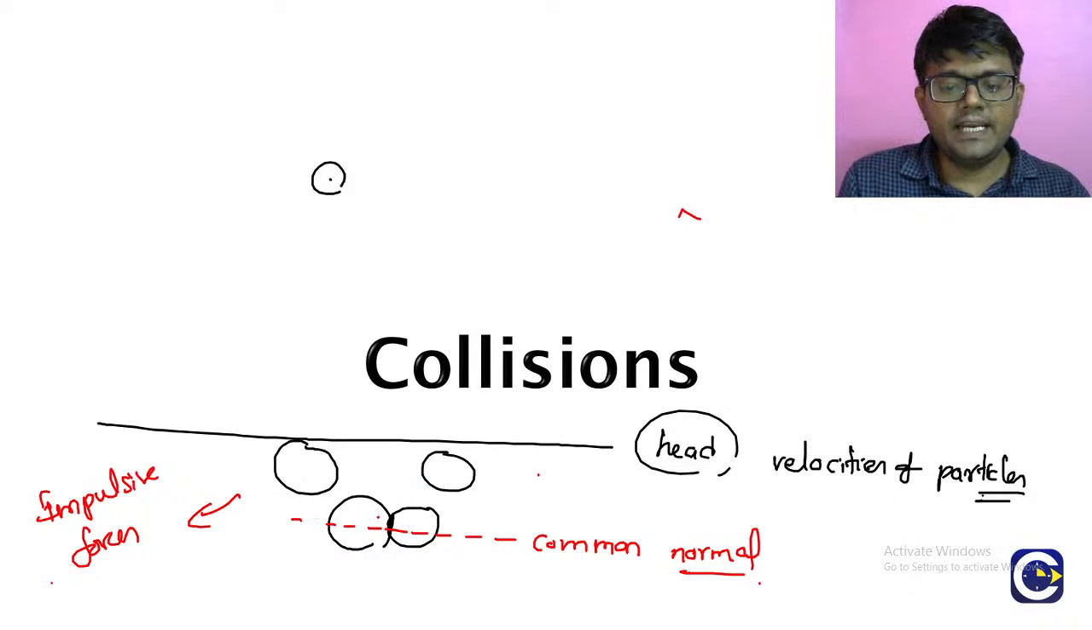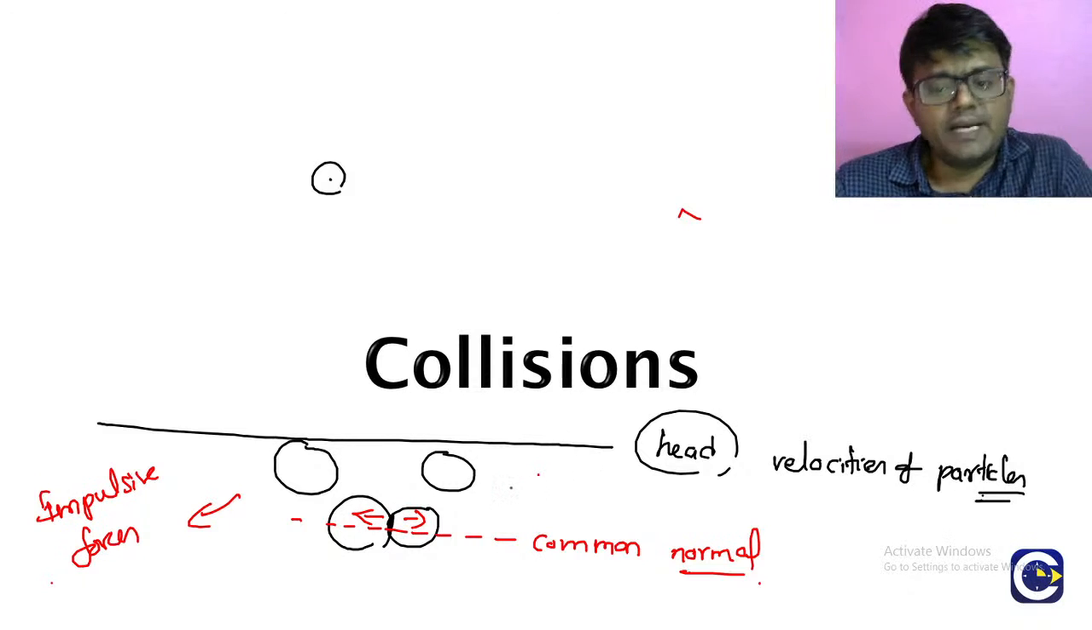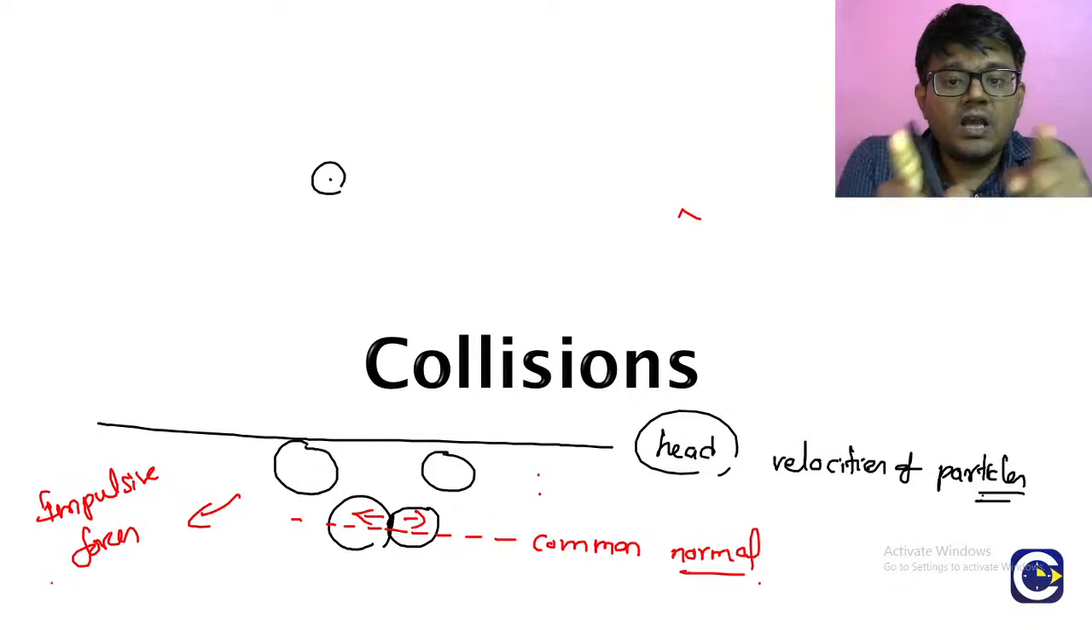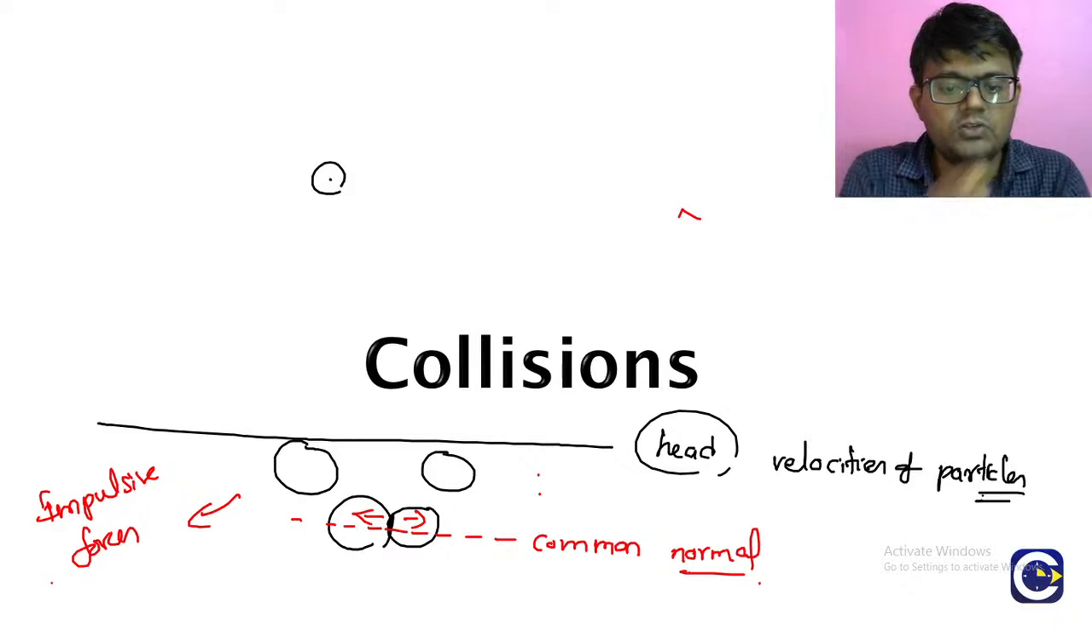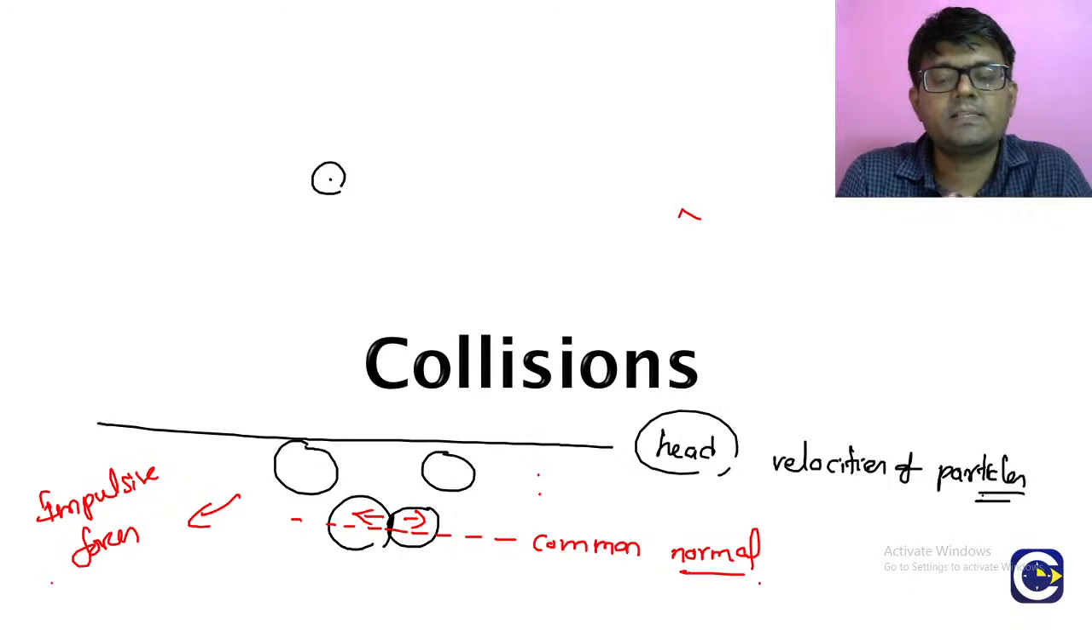As a result of the impulsive forces, or the collision forces, the velocities of the particles might change, but after the collision also they will be confined to the same line. Their values might change, and sometimes they may even change the direction of motion, but they will still be confined to the same line. Why? Because the common normal is where our velocities will be aligned.